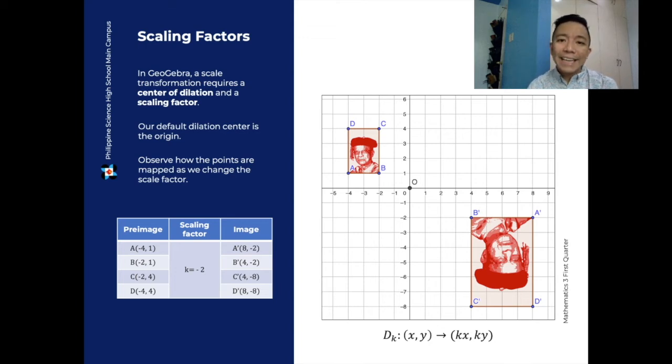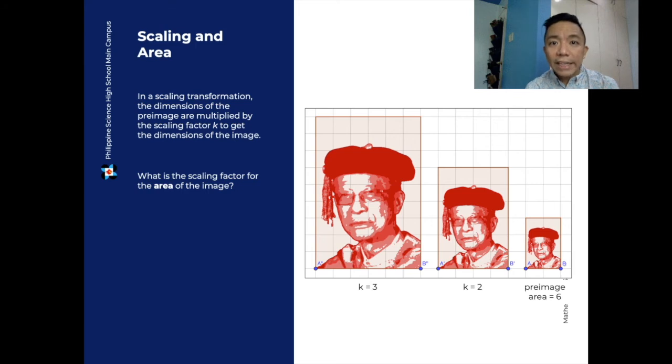So if we use a negative scaling factor, not only did we scale by the absolute value of the scaling factor, which is 2, if you observe the dimensions of our image, it's also 4 by 6. But we also added a 180 degree rotation about the origin. That's the scaling effect on the dimensions. If our pre-image is 2 by 3 and we scale by a factor of 2, as we see here, the dimensions of the image will be 4 by 6. If we scale by a factor of 3, the 2 by 3 becomes 6 by 9.